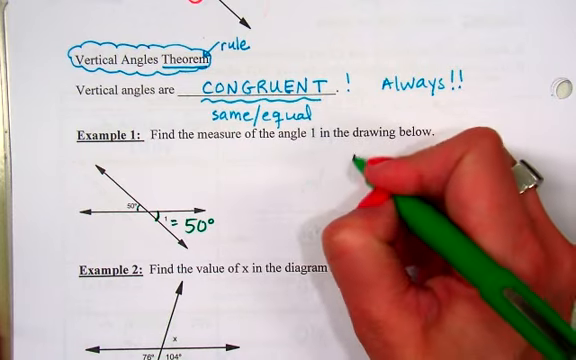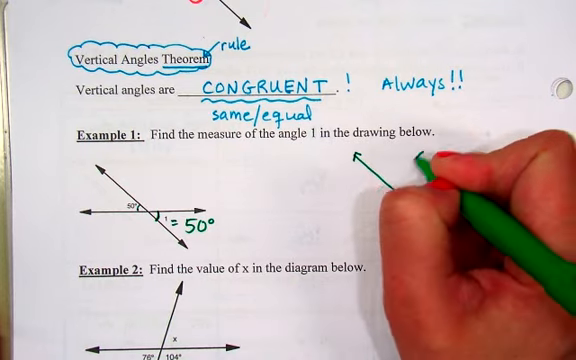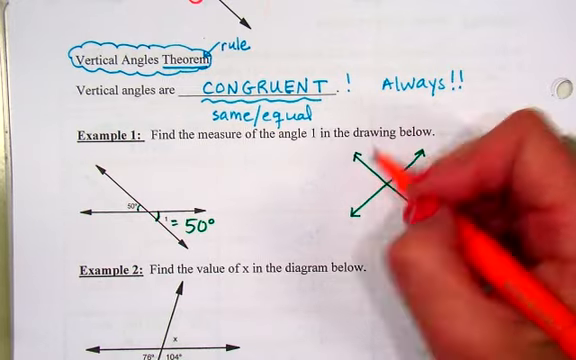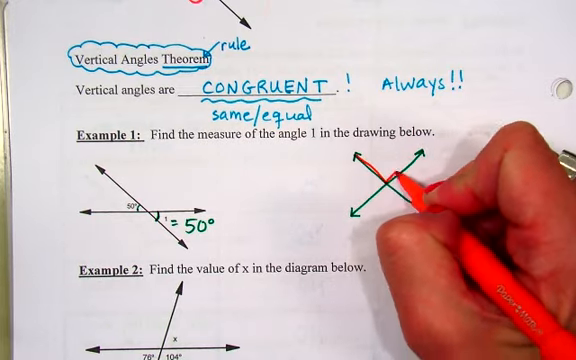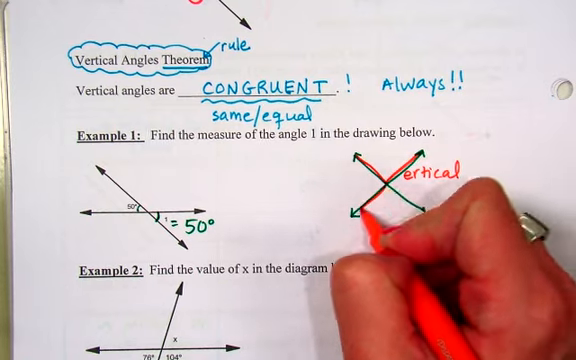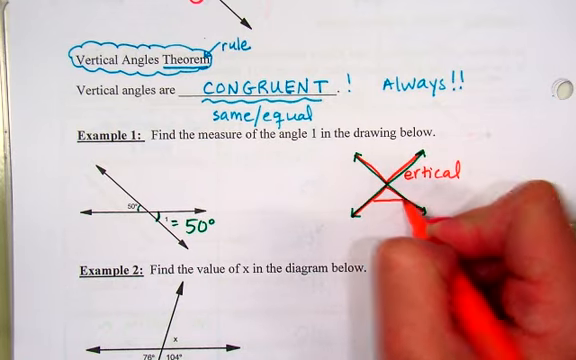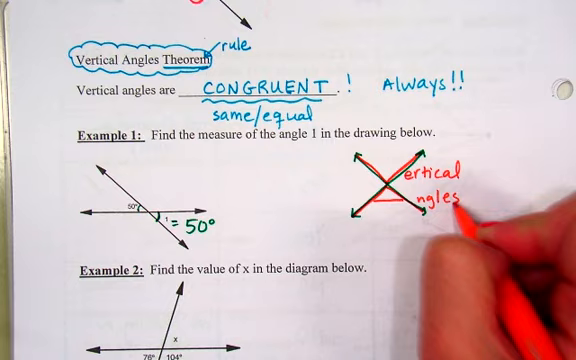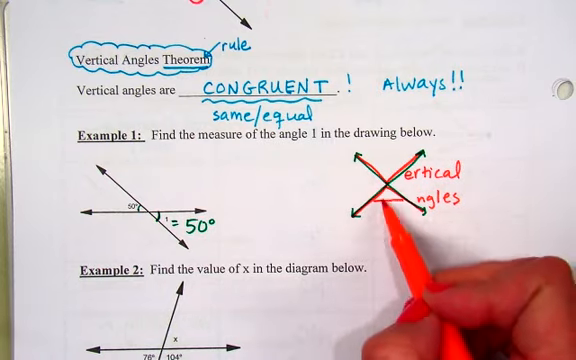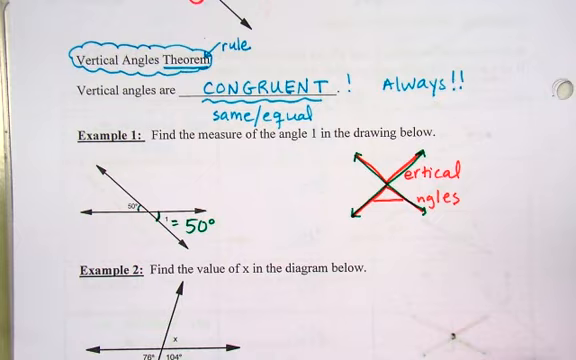Oh, and remember how we talked about remembering this? Right, that if you look at those two lines crossing, this top one, write this down so it helps you remember, is like a V for vertical, and this bottom one is like an A for angles. So we have vertical angles. So use that to help you remember. It's the ones across from each other like this.